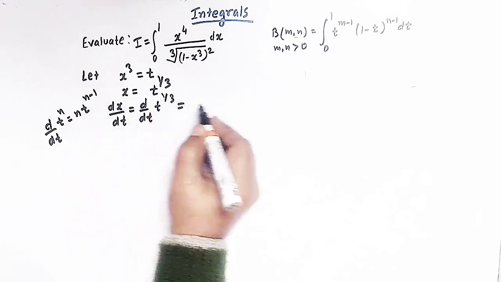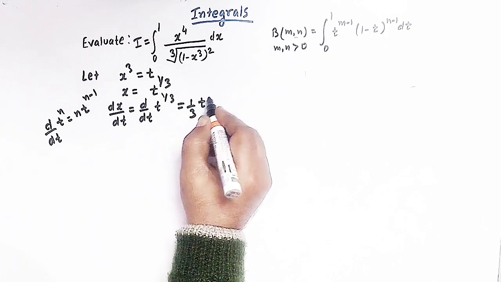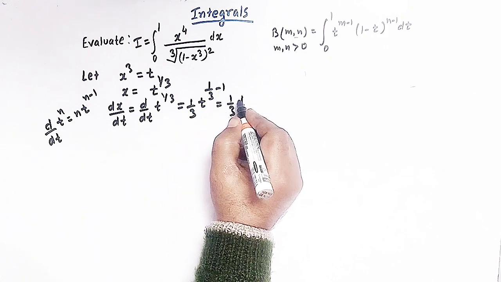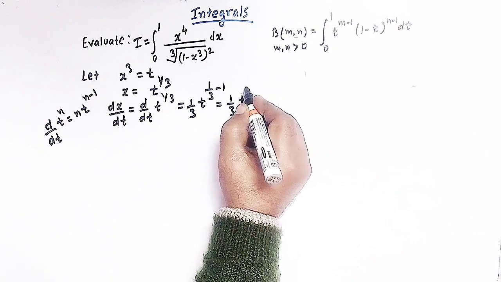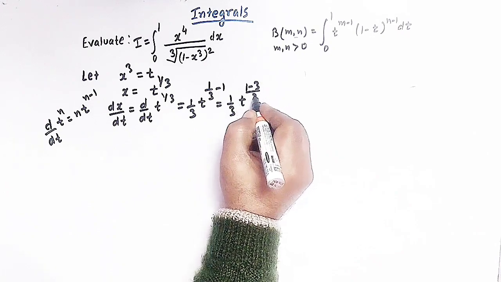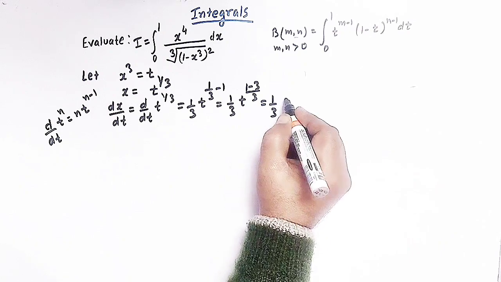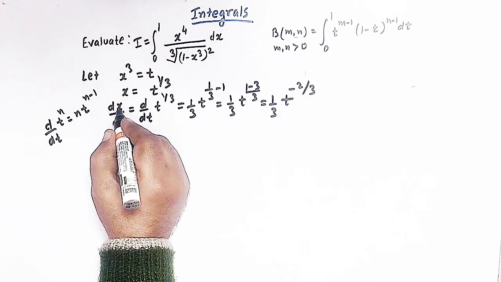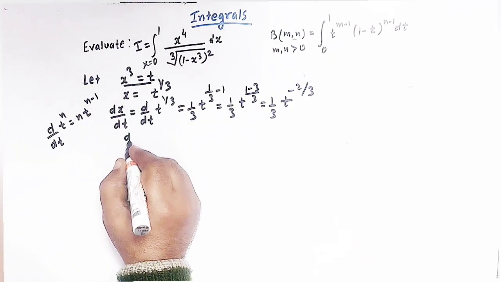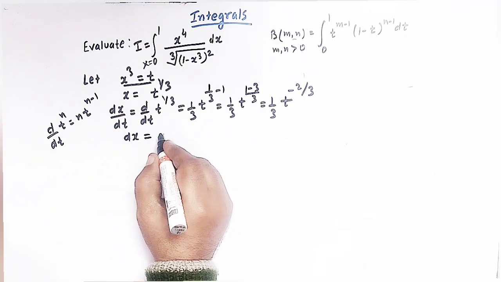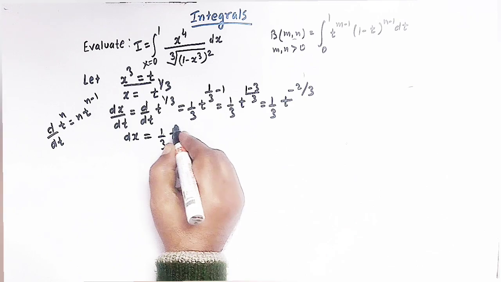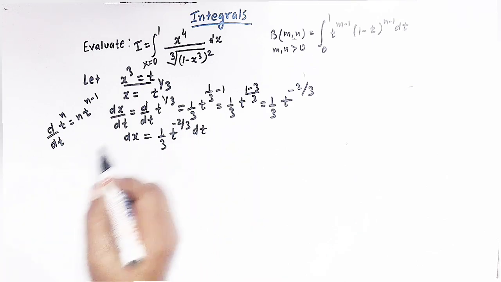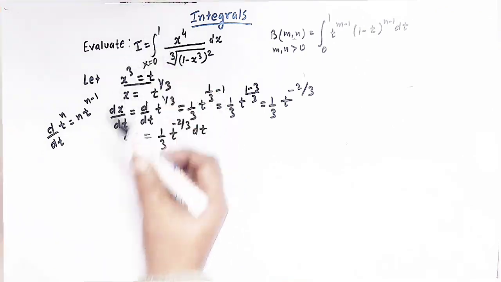So here n is 1 over 3, so we have 1 over 3 t raised to 1 over 3 minus 1, and this is 1 over 3 and t raised to 1 minus 3 over 3, that is 1 over 3 t raised to minus 2 over 3. So now we can write dx is equal to 1 over 3 t raised to minus 2 over 3 dt, right? So now let us change the limits accordingly.